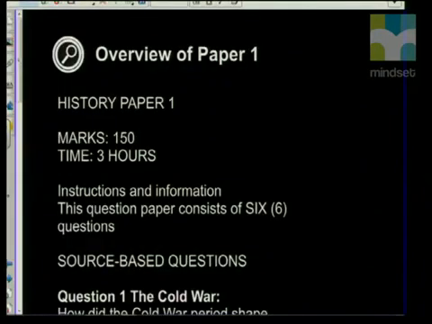Now, in terms of the overview of the paper, remember I said that you will be looking at the structure of the exam, so it's very important to know how your exam is going to look at the end of the year. We're looking at History Paper 1, and as I've said, we'll be focusing on the Cold War, but I'm showing you the structure of the entire exam so that you can make an informed choice. The paper is out of 150 marks, and it's 3 hours long, because it consists of short source analysis questions and then the essay questions.